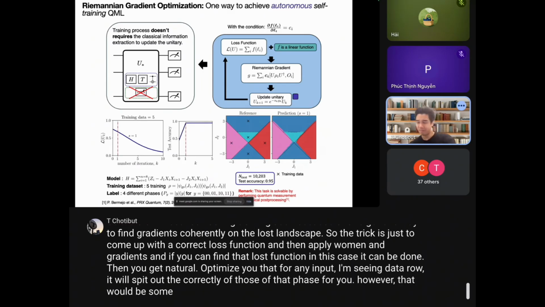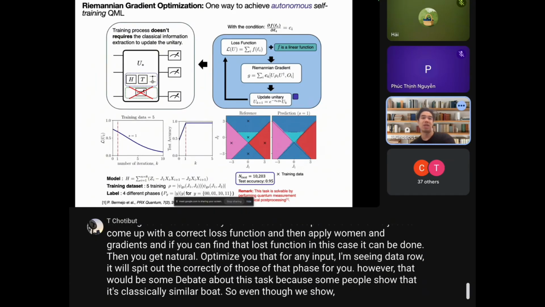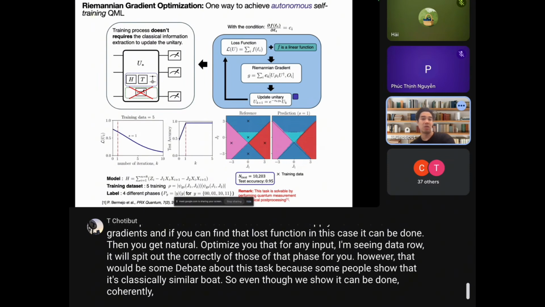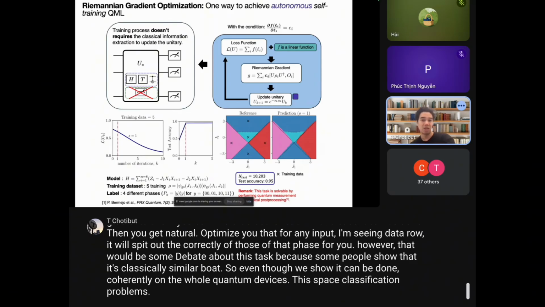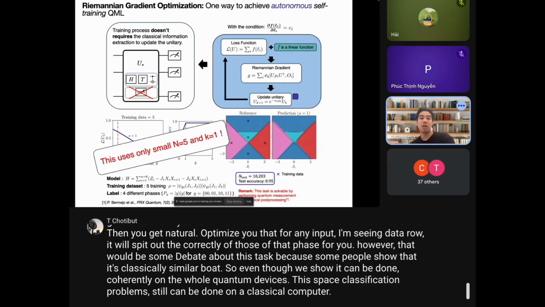However, there will be some debate about this task because some people show that it's classically simulable. So even though we show it can be done coherently on the whole quantum device, this phase classification problem still can be done on a classical computer.